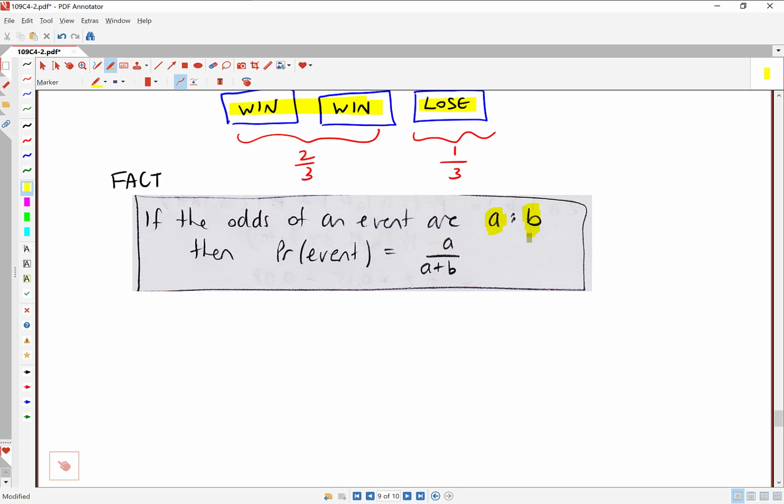So let's think of it this way. A and B are the number of outcomes. A outcomes where the event happens, let's say, and B outcomes where the event doesn't happen. So your total number of outcomes is A plus B. And when you're calculating probabilities, that's what you're dividing by, is your total number of outcomes. Your number on top just represents number of outcomes in which your event happens. So you're going to go A over A plus B to get the probability.